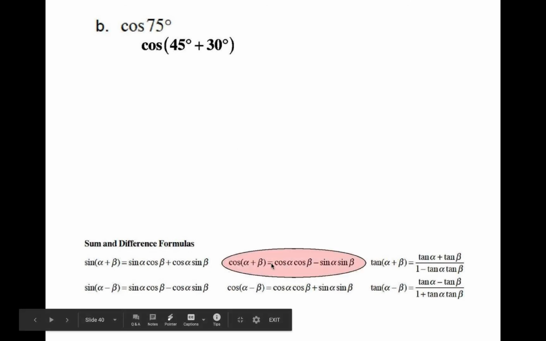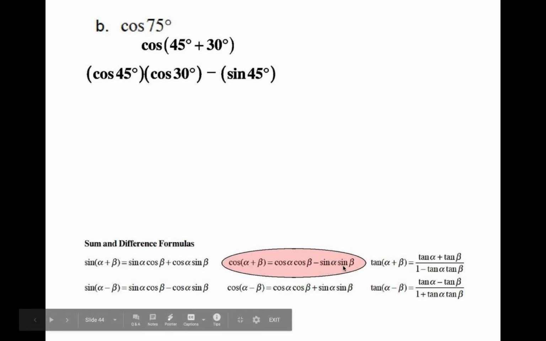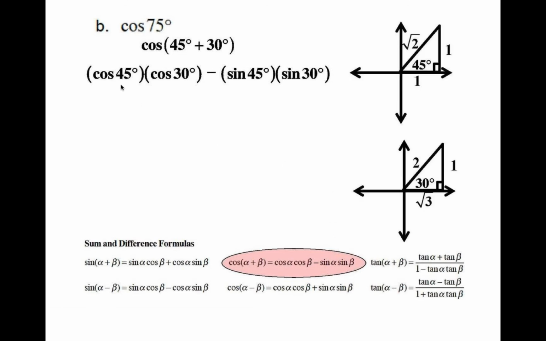So here I am at the top, adding cosine angles. So it's the cosine of the first angle, 45, cosine of the second angle, 30. Then the formula is minus the sine of the first angle, which is 45, sine of the second angle, 30. Well, we already have a picture from part A of the 45 and 30 degree angles, so now it's just a matter of substitution. So you go ahead, finish this problem.